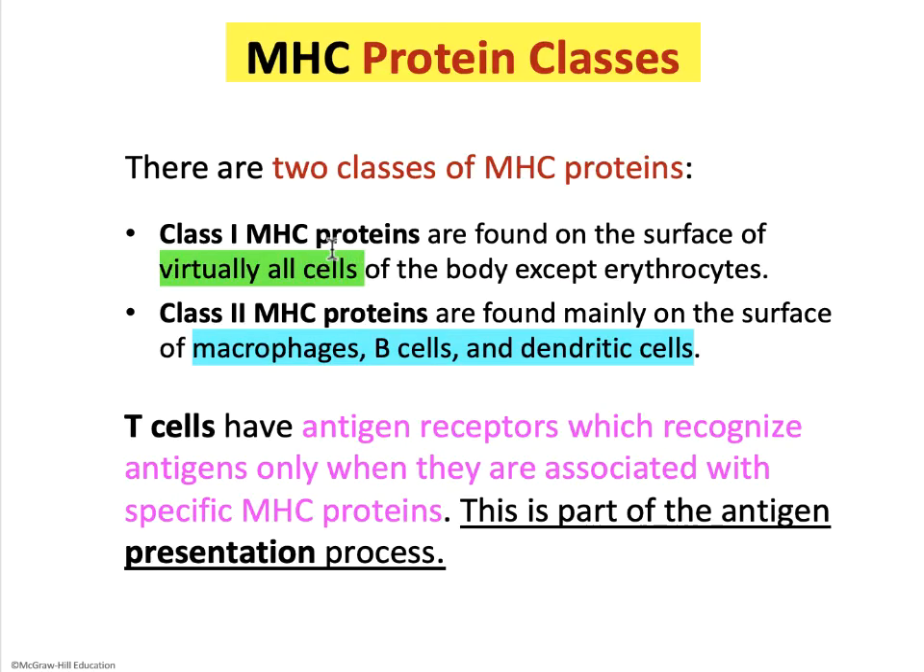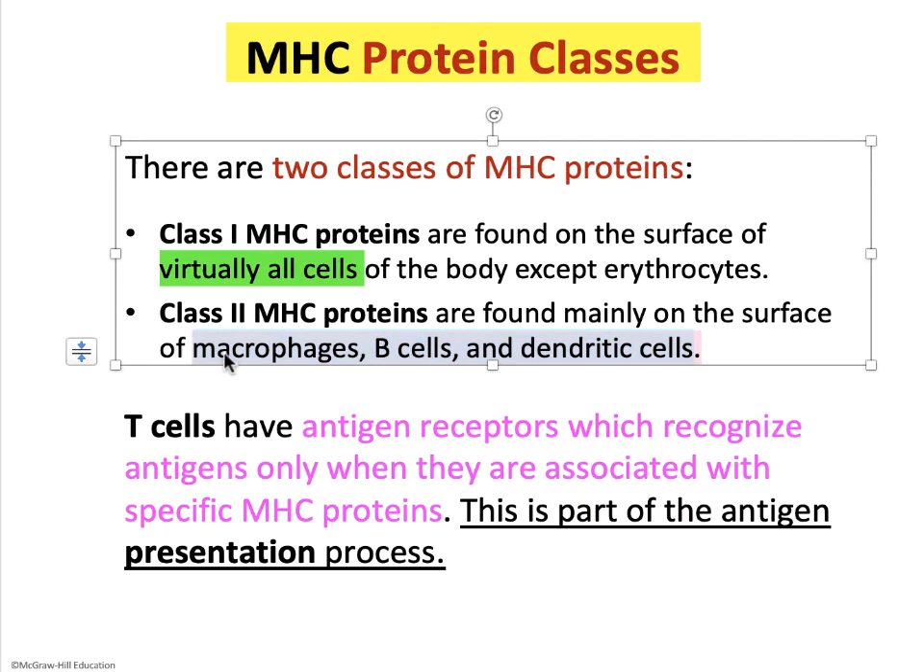There are 2 classes of MHC molecule. Class 1, which are produced and displayed on the surface of virtually all cells of the body, except red blood cells. And there's class 2, which are only found on the surface of macrophages, B cells, and dendritic cells. And these cells are antigen-presenting cells in that they can engulf through endocytosis pathogens, cut them up into pieces, and then display them on their surface. We'll see that in the next few slides. So the 2 classes are important in interacting in different ways with the adaptive immune system.